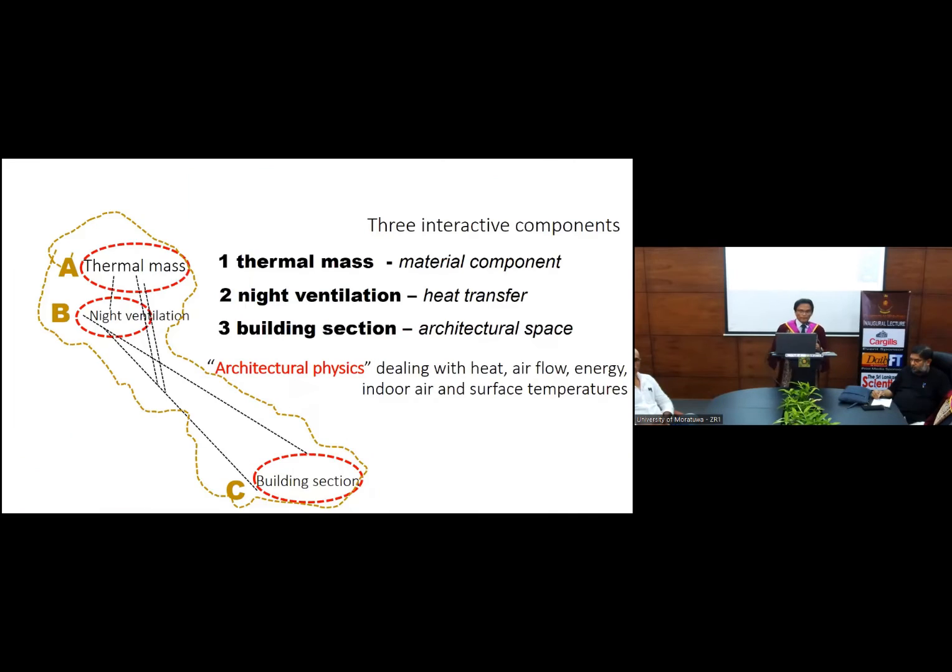So the three areas: thermal mass, night ventilation, and building section. Thermal mass is a material component. Night ventilation is about heat transfer. Building section is about the medium that promotes heat transfer, and that is the architectural space. So how do we manipulate these three elements in one system?